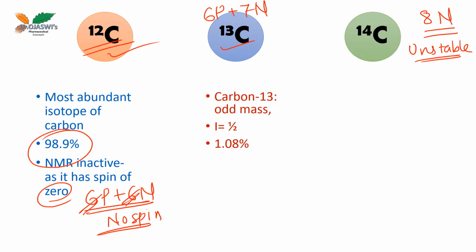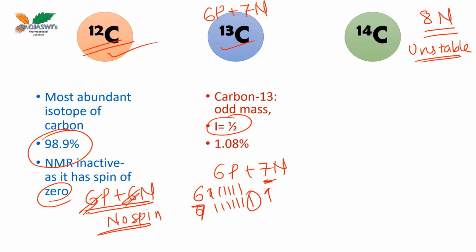Here in carbon 13 the mass is odd, and since it has 7 neutrons in it, the last one remains unpaired. 6 and 6, no, here, so 1 2 3 4 5 6, 1 2 3 4 5 6 7, 7 neutrons, so this one remains unpaired. Each spin is counted as half, so these all are nullifying each other's spin. So whatever is remaining, its spin is called the spin quantum number I, that is given here.